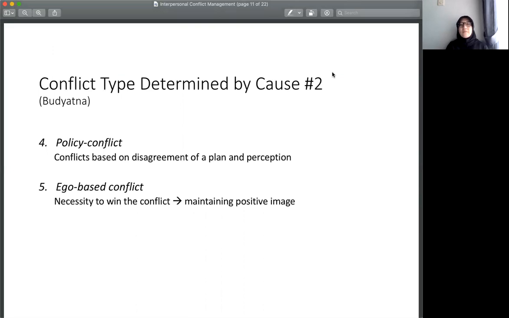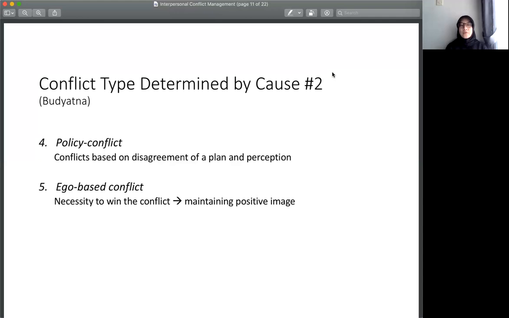The fourth and the fifth conflict type determined by cause is policy conflict, usually conducted by the authorities, when they are not sure about something, they are not prepared themselves with data, but they already formed a regulation to regulate something that they don't understand. Yeah, this could lead into policy conflict.